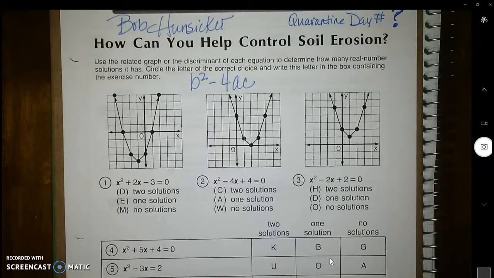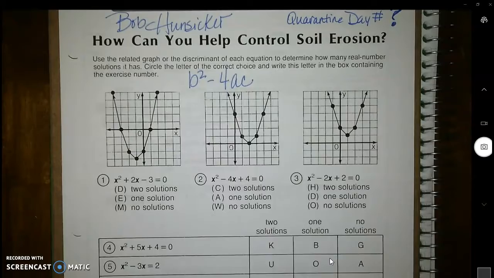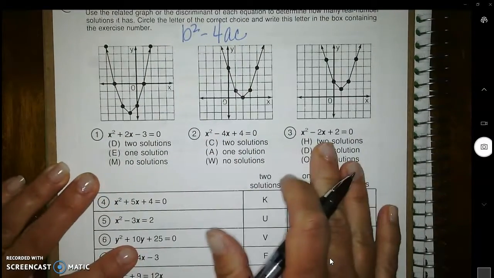All right, so let's get started. I want to help you get started with soil erosion. I'm going to tell you what your assignment is when we get finished, okay? All right, so let's go take a look at numbers 1, 2, and 3.